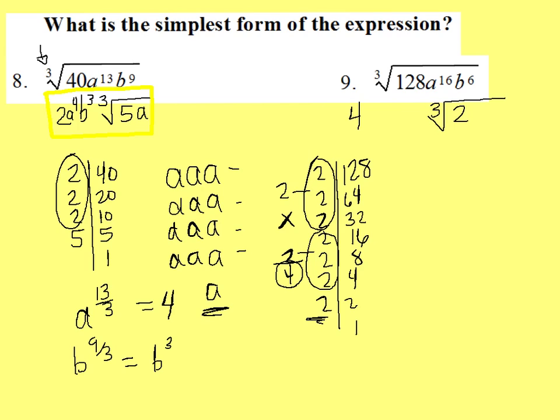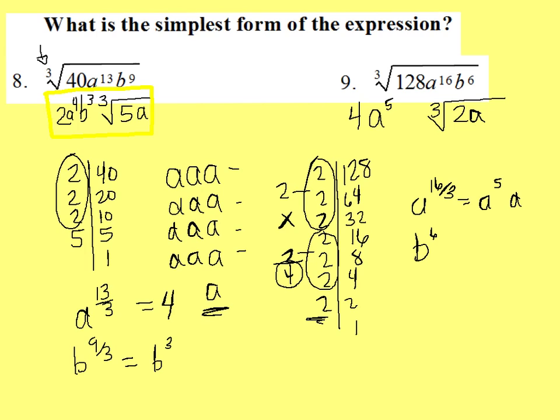Now I have to deal with my variables. I have A to the 16th, and I'm just going to divide that by 3. So you have 16 A's, we need groups of 3. I have A to the 5th, that means I can make 5 groups with just 1 A left over. So A to the 5th comes out, and 1 A goes back inside.